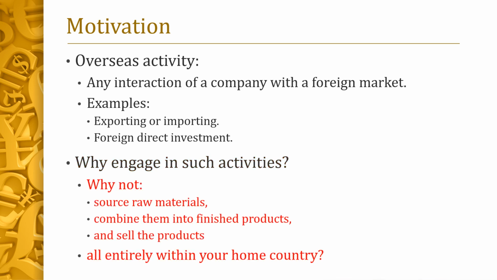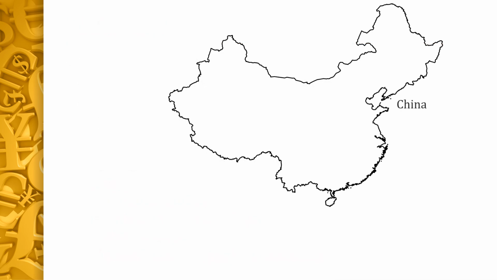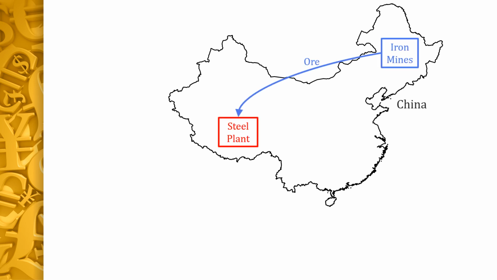Why don't they source raw materials, combine the materials into finished products, and sell the products all within the confines of their own country? We begin by imagining what such a domestic-only business model would look like for the Chinese electric auto company BYD. First, a Chinese mining company would ship iron ore from a domestic mine to a Chinese steel company. Next, the steel company would process the ore into steel, which it would ship to the BYD plant.